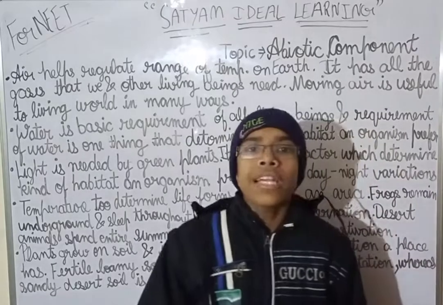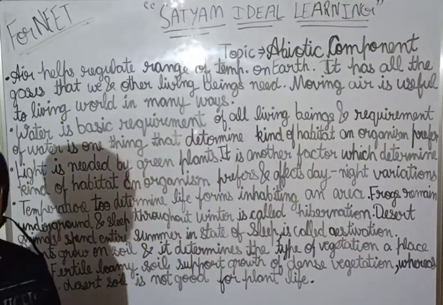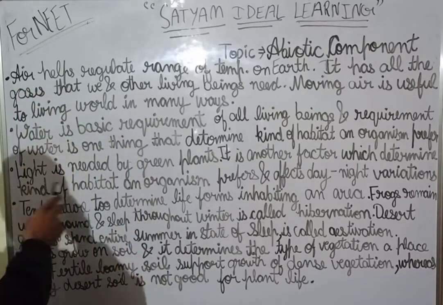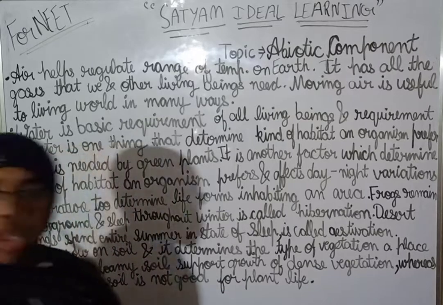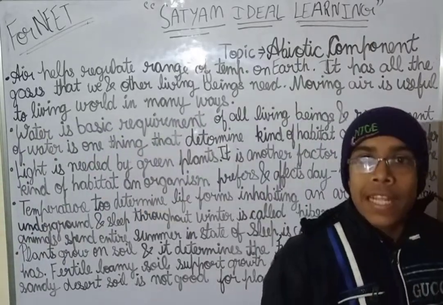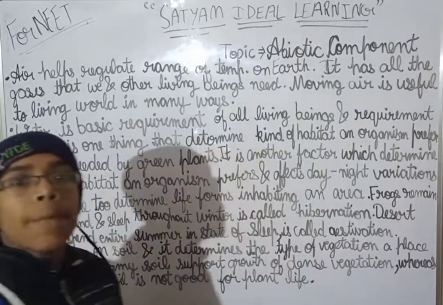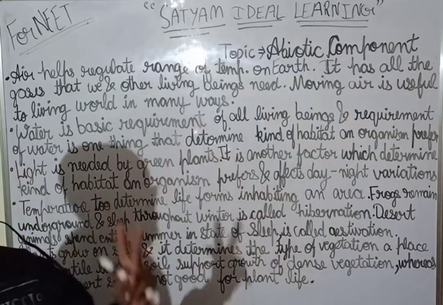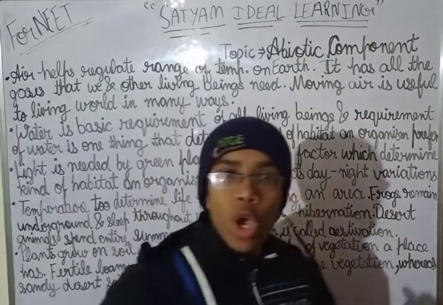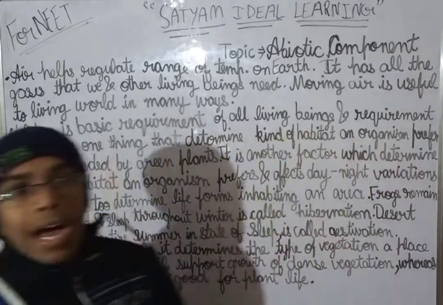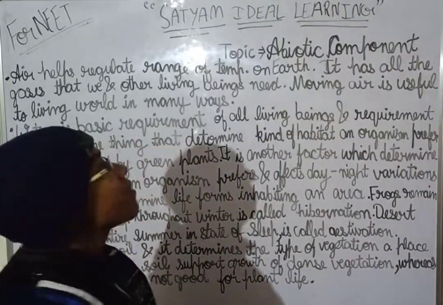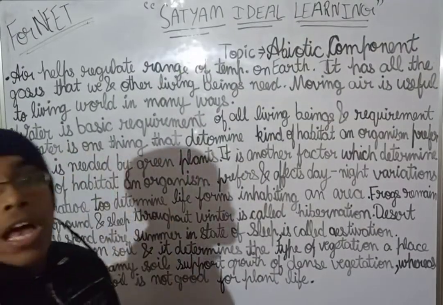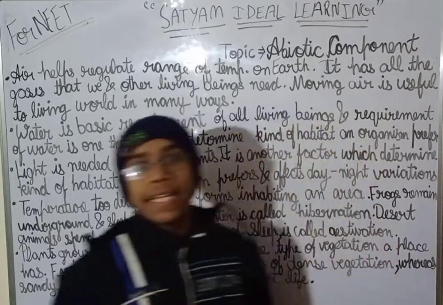So the abiotic component of an ecosystem comprises the air, water, light, temperature and soil. Okay, so these are the five things that are part of the abiotic component of an ecosystem. Now let's discuss each of them in greater detail.